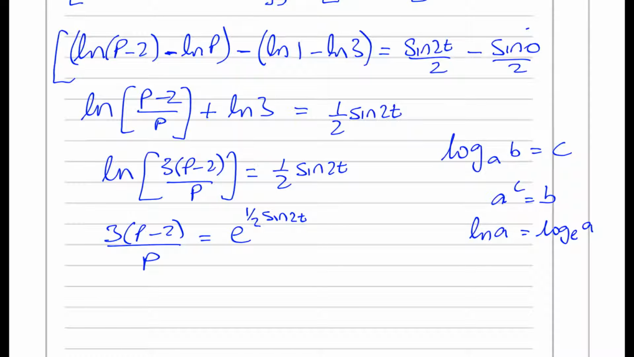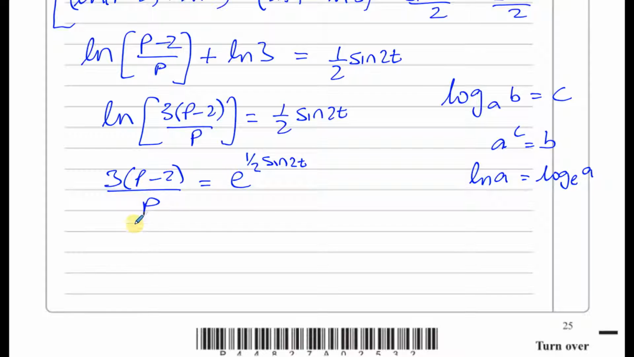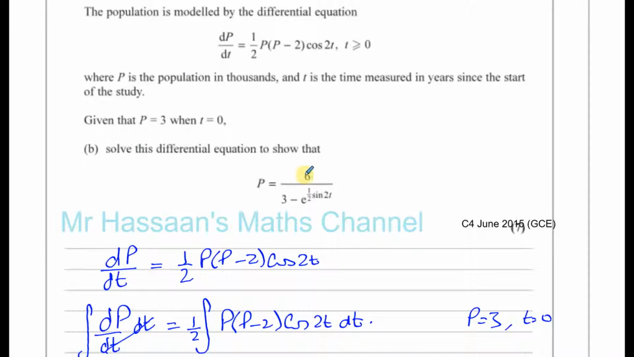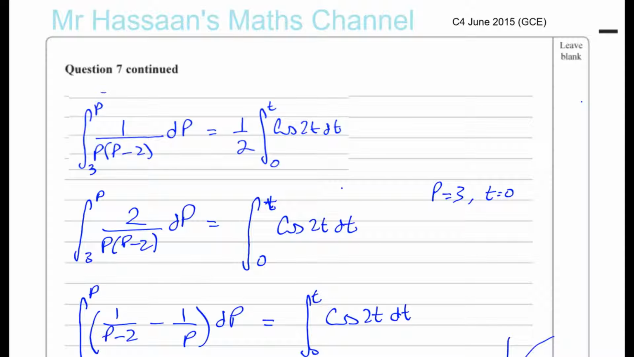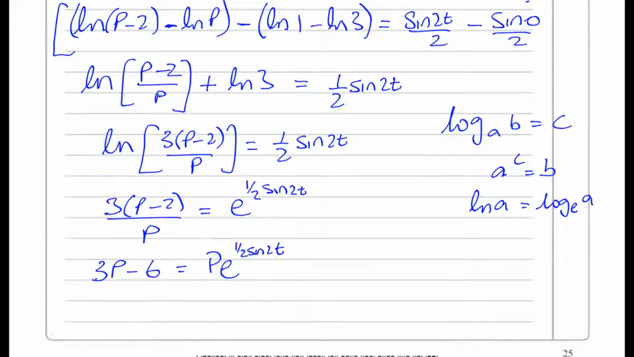Now we want to make p the subject. So what I'm going to do first is multiply both sides by p, and I'll also expand the bracket at the same time. So 3p minus 6 is equal to p times e to the power of a half sine 2t. Now what they wanted us to show, 6 is positive. So I'm going to write it so the 6 will be positive.